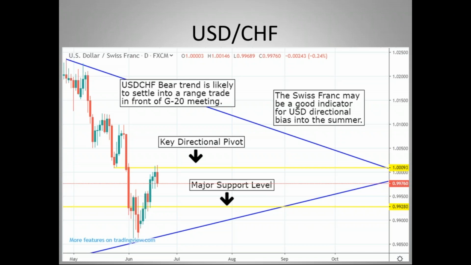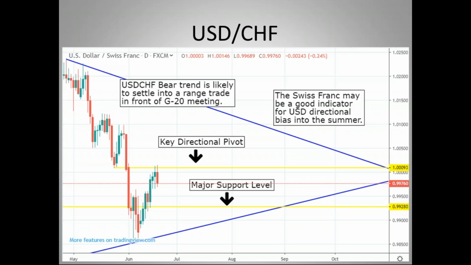That means that this was a corrective rally that's happened over the past 2 weeks. And that being said, means that the bear trend is in place in the US dollar Swiss trade. And if the bear trend is in place there, that means that you most likely are seeing a corrective rally in the dollar index, which may be neutralizing that.